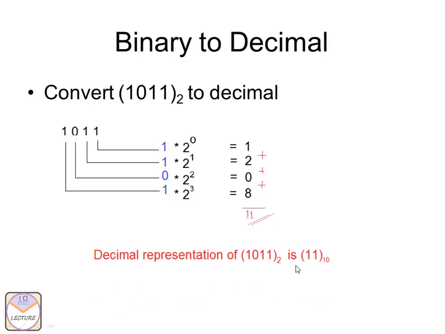So I hope it is clear. We'll be taking each digit of the binary number and multiplying it with the corresponding power of 2. Okay, that's the simple conversion of binary to decimal.